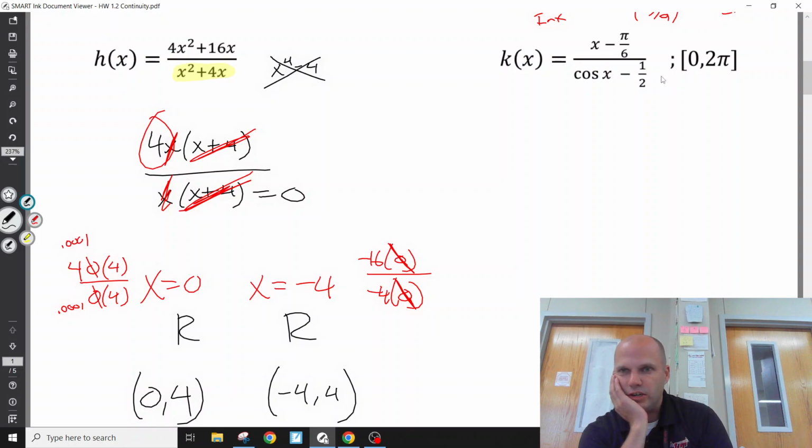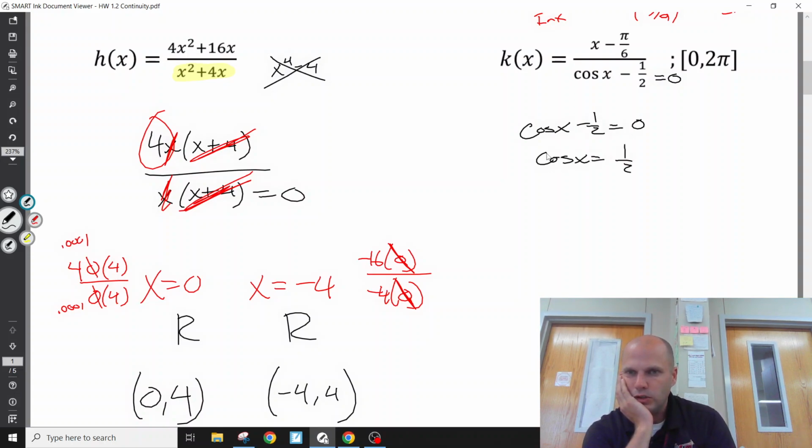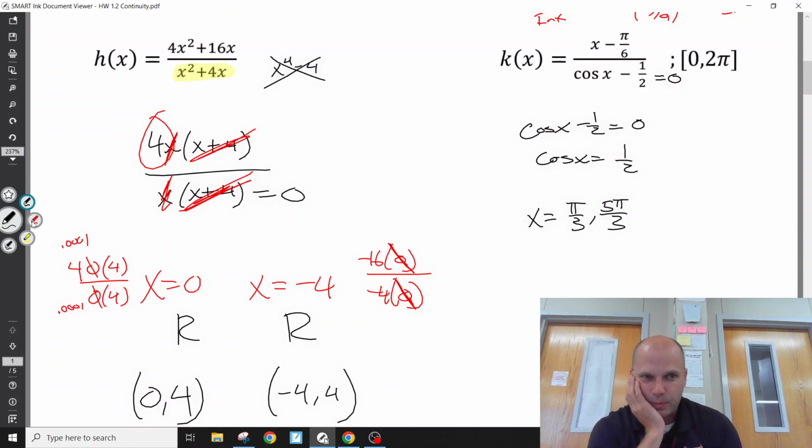Now, denominator equals 0. This is very much a, just like, do you really remember the unit circle, or are you just pretending? When does cosine equal a half? That's when an adjacent's a half. The adjacent's a half at pi over 3 and 5 pi over 3. Okay. If I plugged in pi over 3 and 5 pi over 3, I'd get 0. I would not get 0 in the top, which is why these are both non-removable. Infinite. Okay.